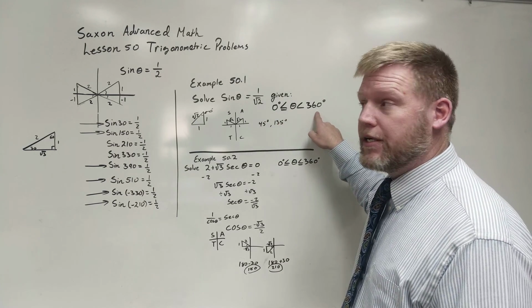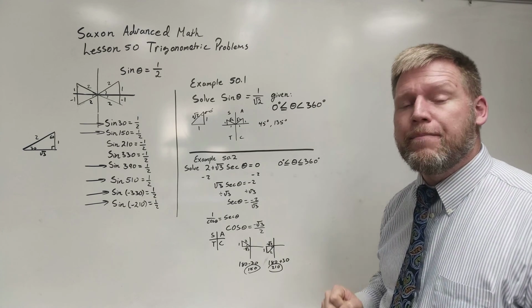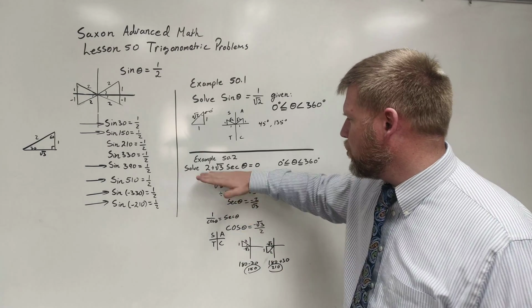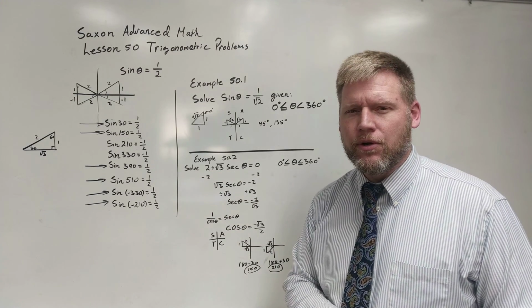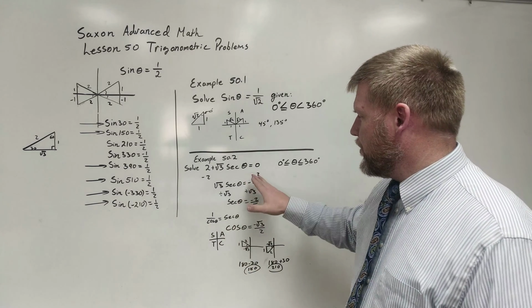Look at example 50.2, and this is where we start getting into the meat of the lesson here. We're going to say, solve 2 plus √3 secant of theta equals 0. Don't shut it off. It's okay. You can do this.